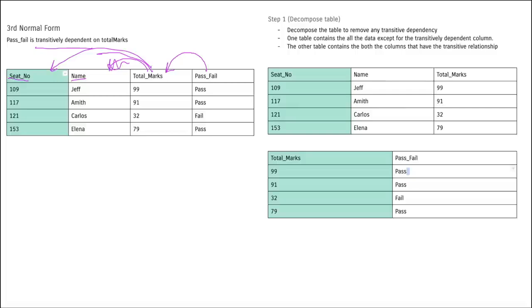So in order to rectify that, what we're going to do is actually just create a separate table with total marks and pass-fail, like so. And we're going to have seat number, name, and total marks in one table. And this comes down to having logically organized tables. Right here, we can also use total marks as our primary key because all the values are unique. So that's basically third normal form.